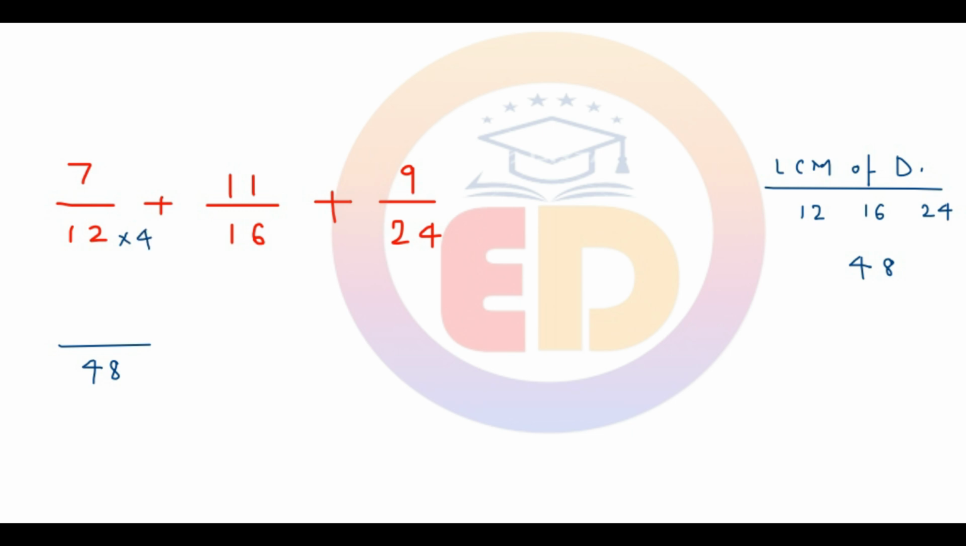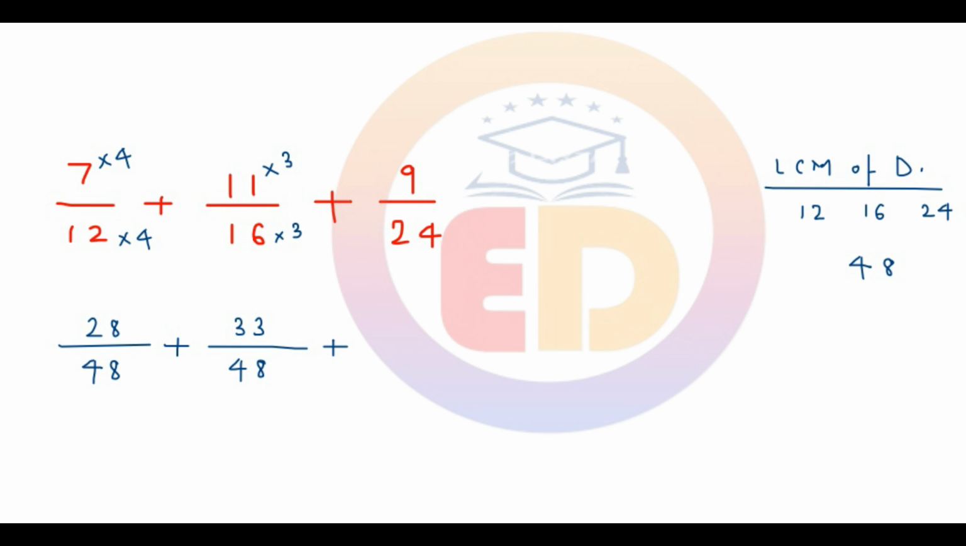And if we are multiplying the denominator by 4, we multiply the numerator also by 4. 7 into 4, my numerator is 28. Plus, I will convert the next denominator 16 to 48. For converting 16 to 48, I multiplied by 3. And if you are multiplying the denominator by 3, multiply the numerator also by 3. 11 into 3, this gives me 33.